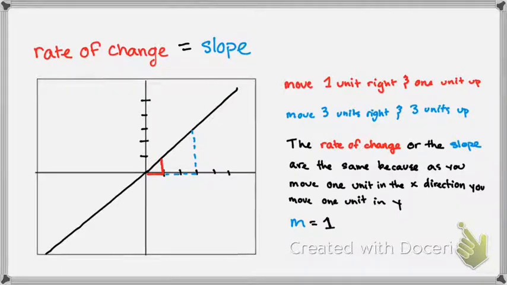For example, if we go to this red line, we see that we are moving 1 unit to the right and 1 unit up. Now, if we use the blue line here, we're moving 3 units to the right and 3 units up. So the rate of change, or the slope, is the same because as you move 1 unit in the x direction, you move 1 unit in the y direction. Therefore, your slope is going to be 1. And that's never going to change if the line is straight.